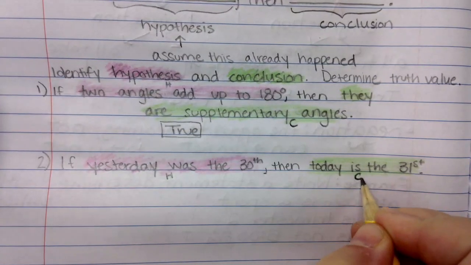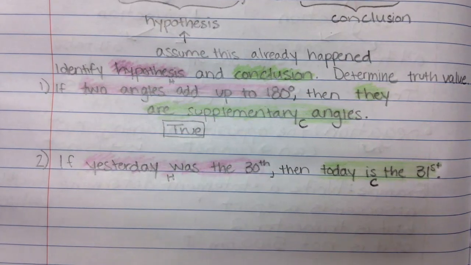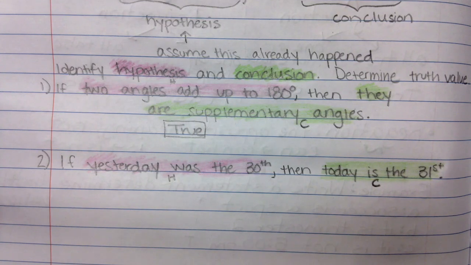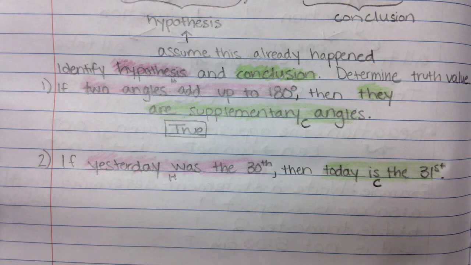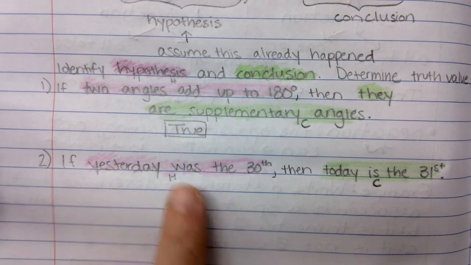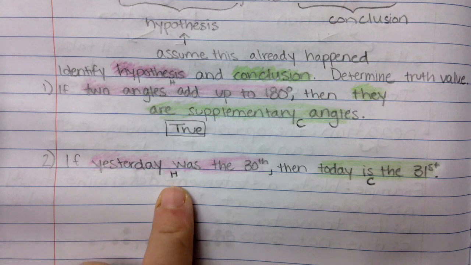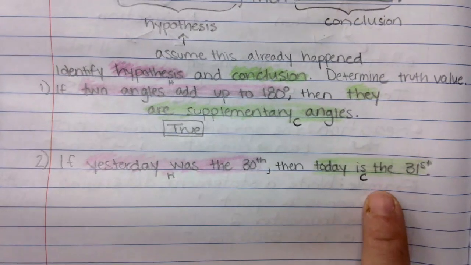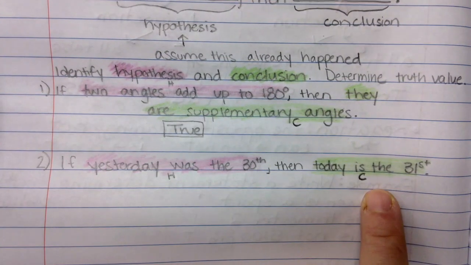So we have to imagine yesterday was the 30th. In our real life right now, was yesterday the 30th? No. But we have to imagine yesterday was the 30th. We have to put ourselves in that situation. Does that mean that today has to be the 31st? Can I think of an example when yesterday was the 30th, but the very next day is not the 31st?